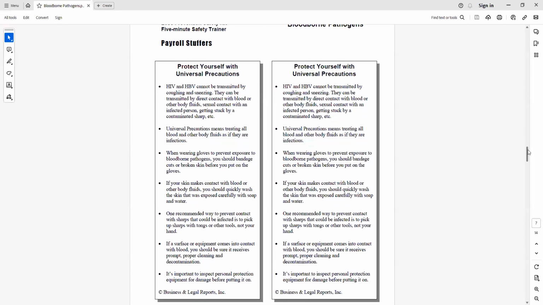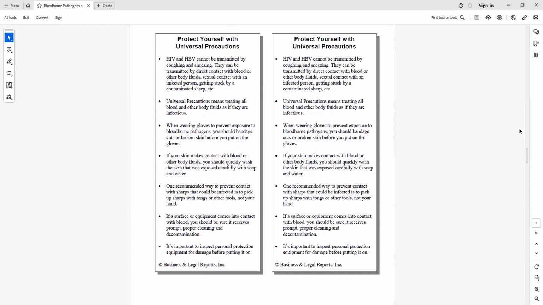Bloodborne pathogens for payroll stuffers. Protect yourself with universal precautions. HIV and HBV cannot be transmitted by coughing and sneezing. They can be transmitted by direct contact with blood or other body fluids, sexual contact with an infected person, getting stuck by a contaminated sharp, etc. Universal precautions means treating all blood and other body fluids as if they are infectious.